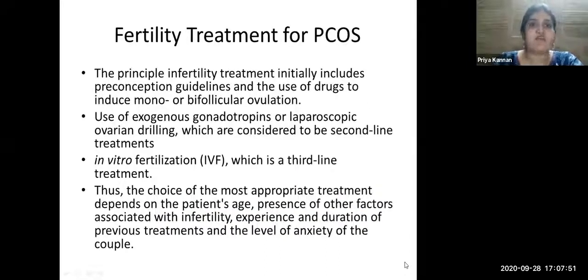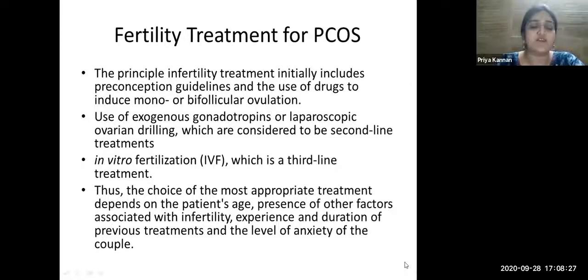So first and foremost, what is the fertility treatment for PCOS? We need to know the principles as well. The principle of infertility treatment initially includes preconception guidelines and the use of drugs to induce mono or bifollicular ovulation. That is the primary treatment in terms of PCOS. The use of exogenous gonadotrophins or laparoscopic drilling are considered the second line of treatment, whereas IVF or ART is only the third line of treatment.